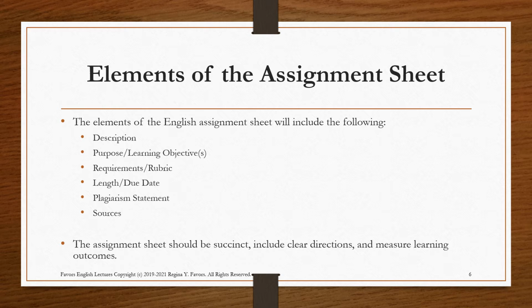The elements of the English assignment sheet will include the following. A topic description, purpose, learning objectives, requirements, and the rubric, length, due date, plagiarism statement, and then sources if applicable. The assignment sheet should be succinct, include clear directions, and measure learning outcomes.